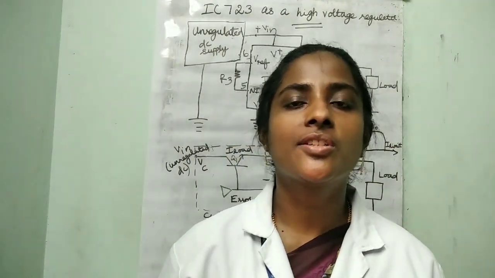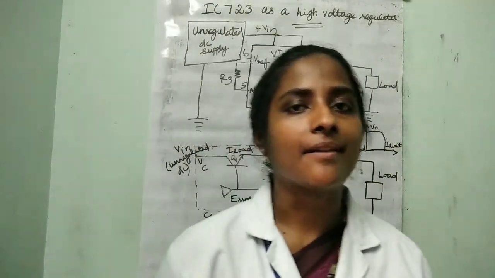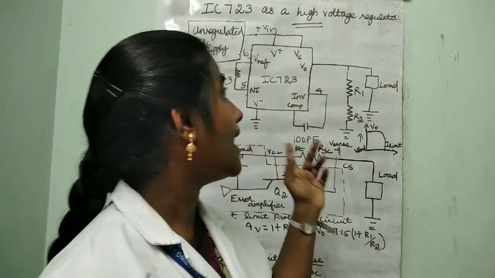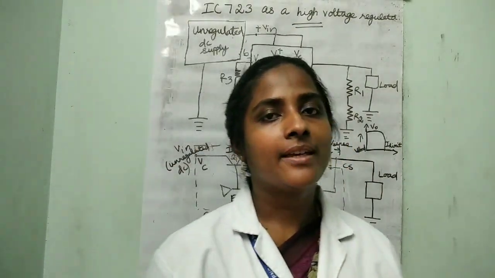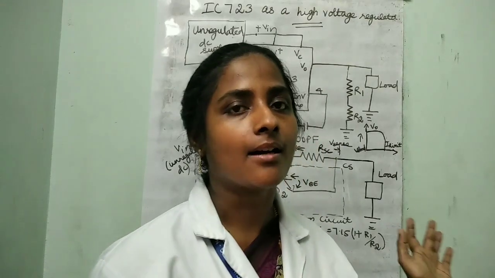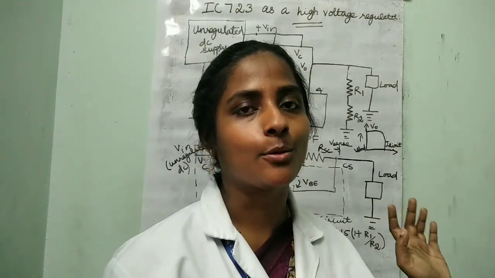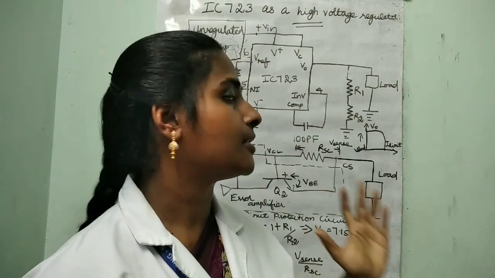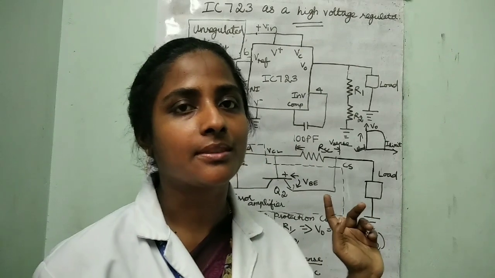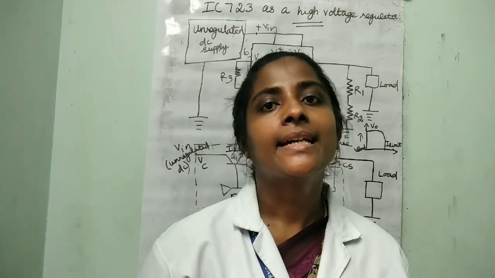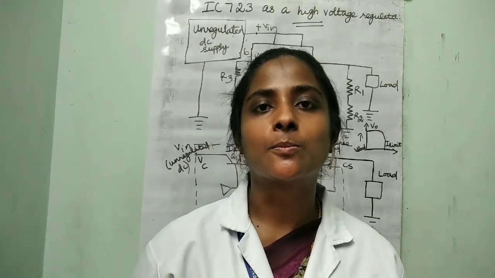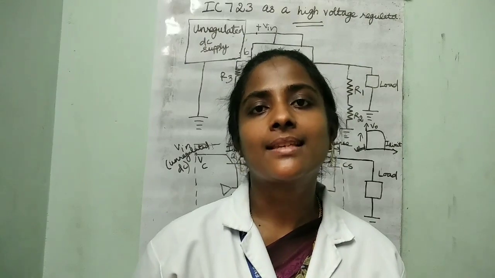Today I am going to teach about IC723 as a high voltage regulator. We have previously studied this IC723 as a low voltage regulator. Today we will study IC723 as a high voltage regulator. This IC723 as a high voltage regulator can produce an output voltage of more than 7 volts.